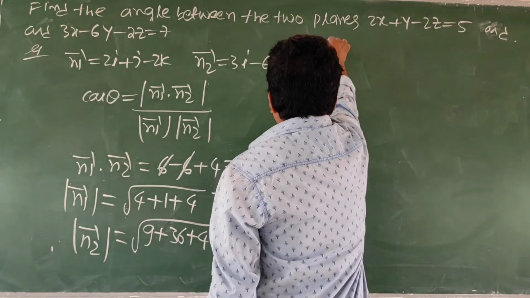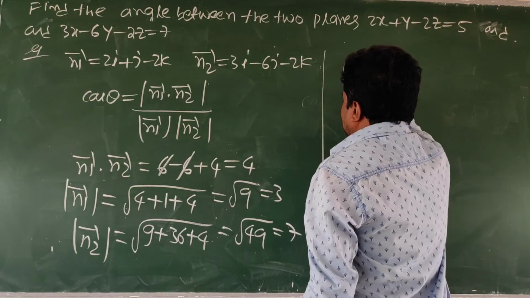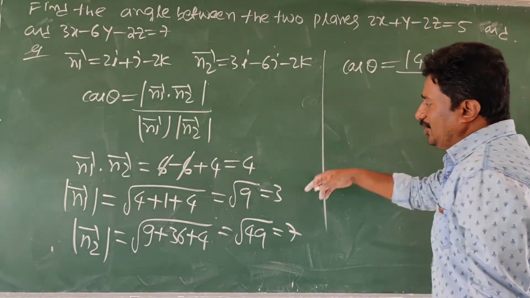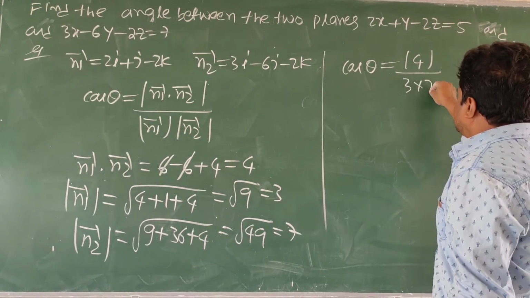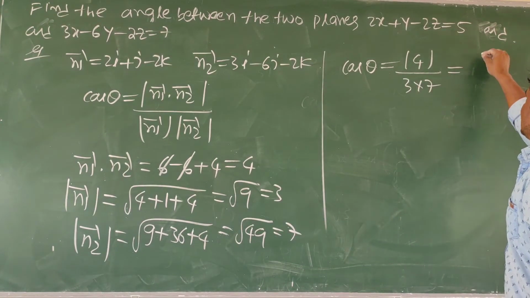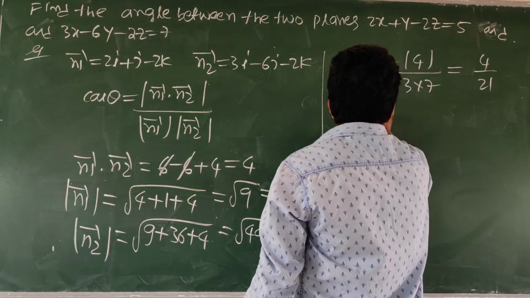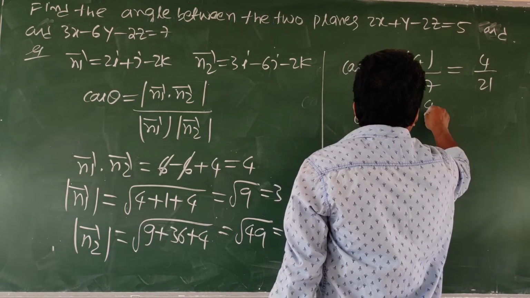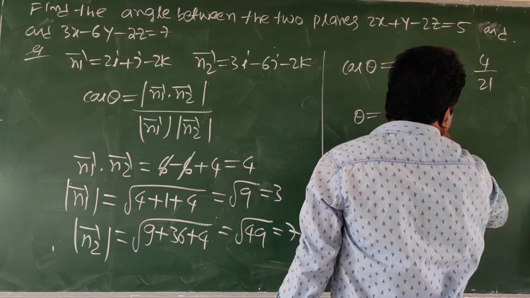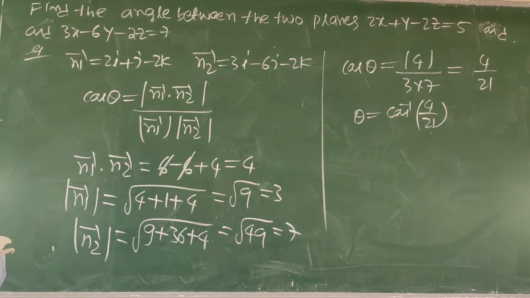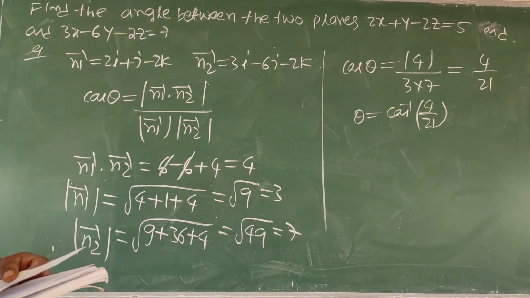Cos theta is equal to mod 4 by length of n1 3 into 7. 3 7s are 21, so 4 by 21. Tell me theta value, students. Cos inverse 4 by 21. I hope you understood. Let's go for one more concept.